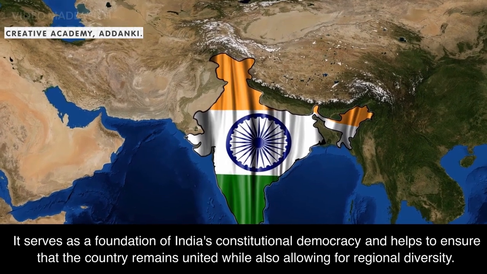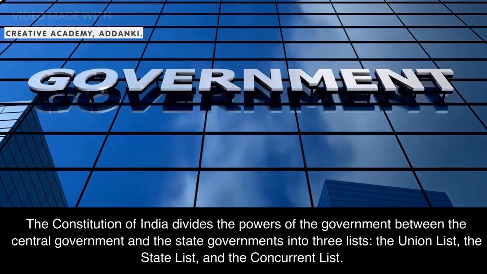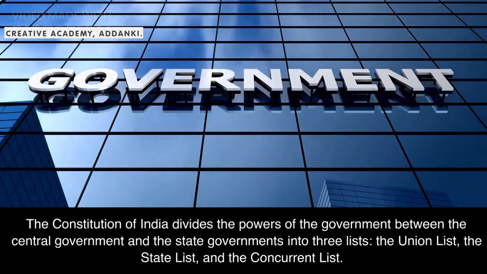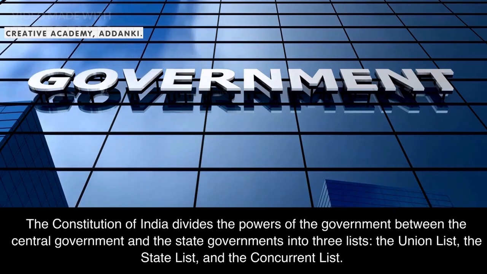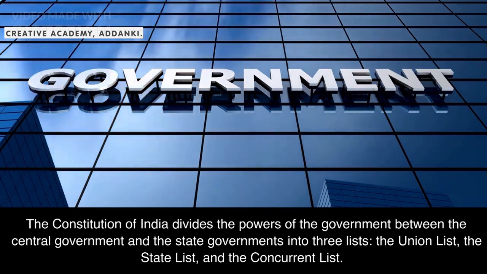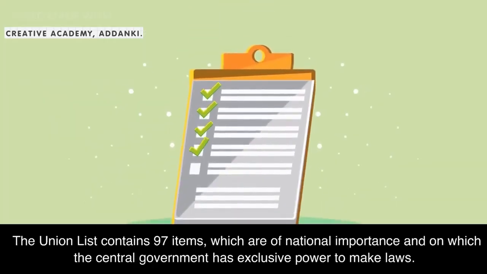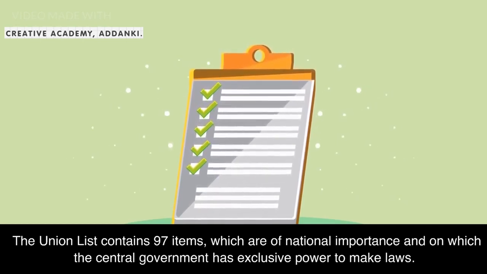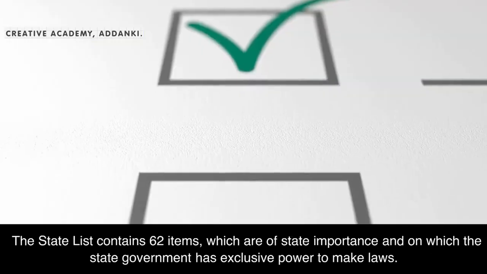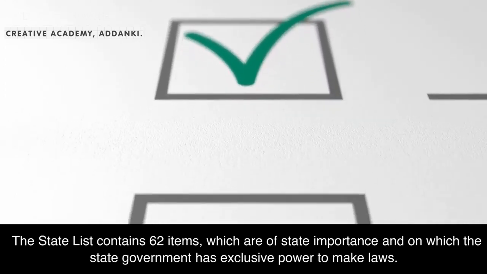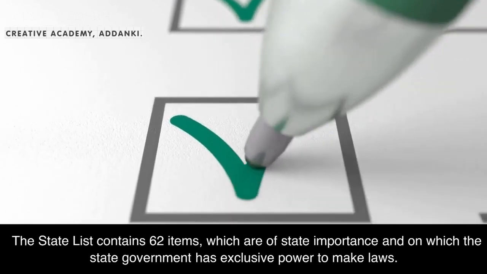The Constitution of India divides the powers of the government between the central government and the state governments into 3 lists: the union list, the state list and the concurrent list. The subjects which are not included in the union, state and concurrent lists are added to residuary subjects. The union list contains 97 items which are of national importance on which the central government has exclusive power to make laws. The state list contains 62 items which are of state importance and on which the state government has exclusive power to make laws.